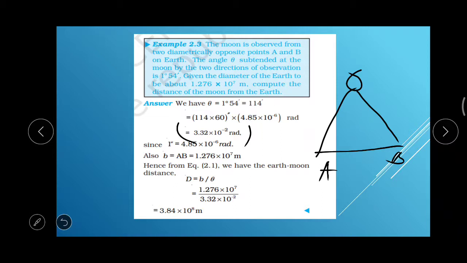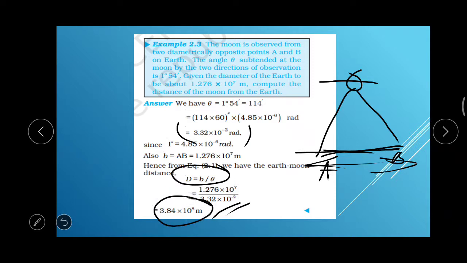Okay, and you know that by the parallax theorem, the equation to find the distance between the surface of earth and a planetary or celestial object is d = b/theta, where b is the distance between A and B, and theta is the angle made by the two observation lines OA and OB. Substituting these values in the equation, you obtain that the distance between earth and moon is 3.84 x 10^8 meters.